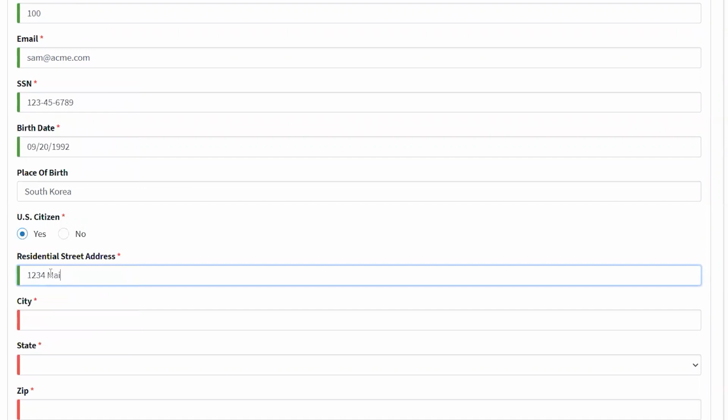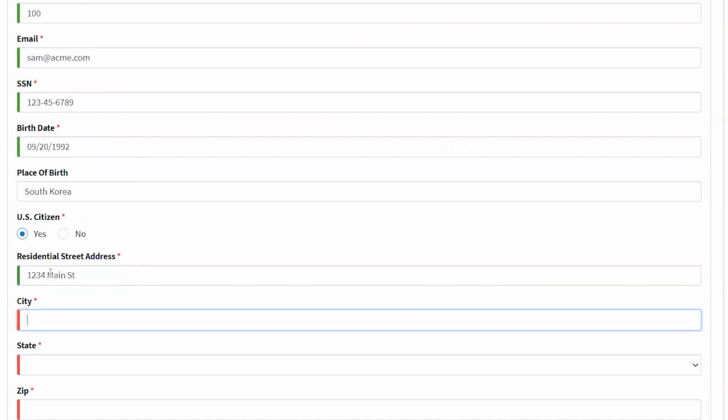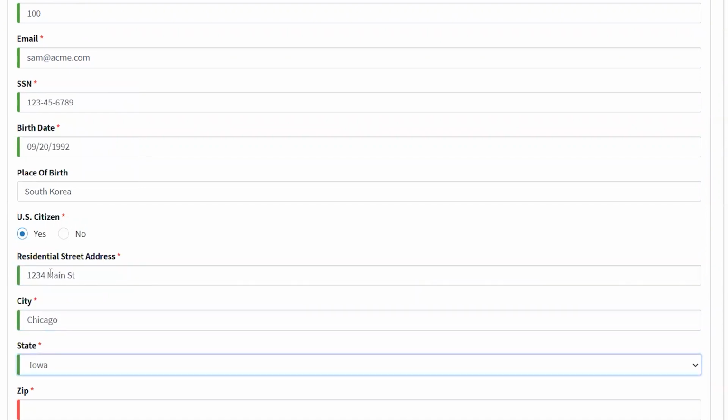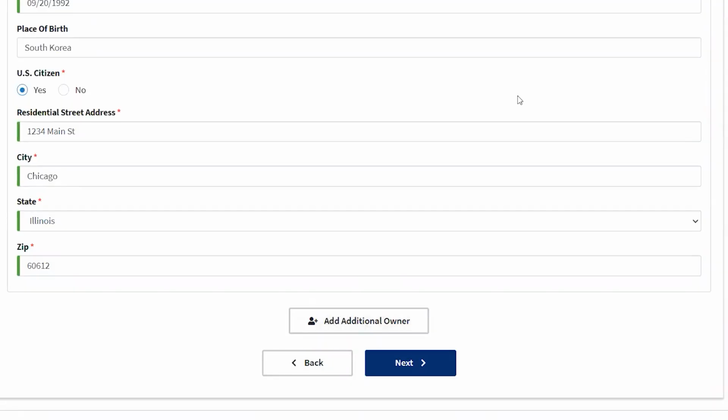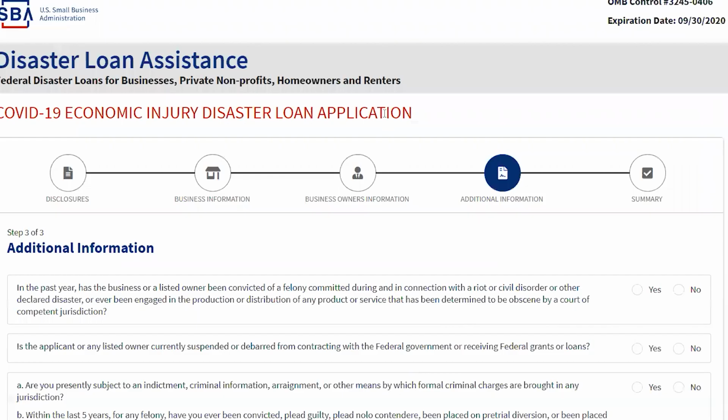I am a US citizen, and this is my fake residential address because I don't want you guys barging in my house, okay? I'm gonna put a random number for a zip code as well. It's asking for me for something close. There we go. And then again, if you have a partner, you're gonna go and click on add additional owner. But for me, I'm 100% owner, so I'm gonna click next.